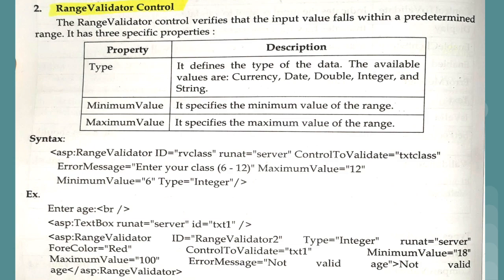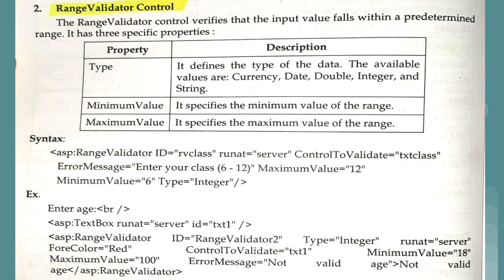Basically the range validator control has some common properties, that is ID, runat, after that ForeColor, and ControlToValidate. These 4 properties and one more, that is ErrorMessage. 5 properties are common for any type of validation control: ID, runat, ForeColor, ControlToValidate, and ErrorMessage. These are the common 5 properties. Other than these, for the range validator we have 3 more properties which we commonly use.